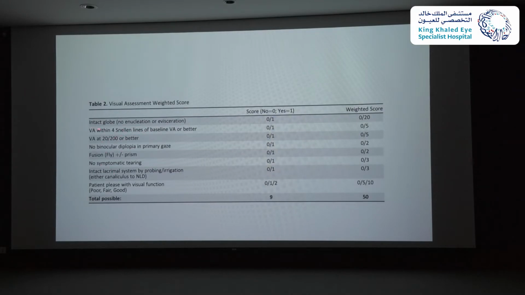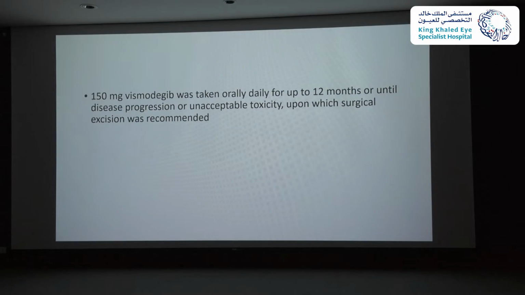Conditions that they included: visual acuity, fusion, diplopia, and the lacrimal system function. Each one has a different score here. They used the same protocol, 150 milligrams of vismodegib orally once daily, for 12 months, or if the disease progressed, or there was unacceptable toxicity, or a patient couldn't tolerate the medication, then they would advise surgical excision.